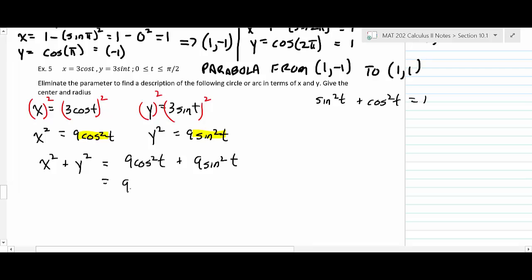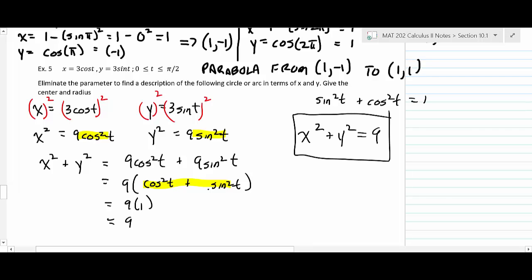You can factor a 9 out. And then you would have 9 times cosine squared t plus sine squared t. Take the 9 out, okay? All right, well, what do you get? Of course, this thing right here is 1, right? That's your fundamental identity. So what you get is 9 times 1, so you get 9. So that means your equation is x squared plus y squared is equal to 9.